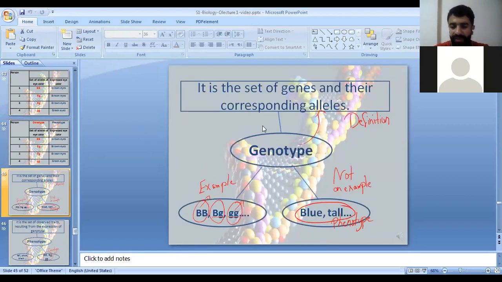So let's move now to the definitions. This is a Frayer model that gives the definition, an example, and a non-example. What is the genotype? Genotype is the set of genes and their alleles. For example, BB, BG, GG, we call them genotype. Whereas blue, tall, small eyes, large eyes, hairy, and so on, every trait that is expressed is called the phenotype.